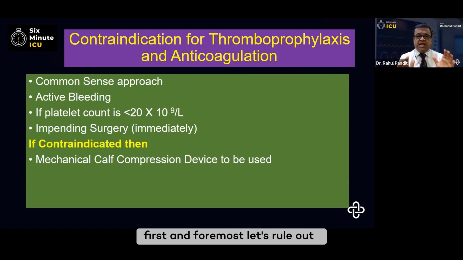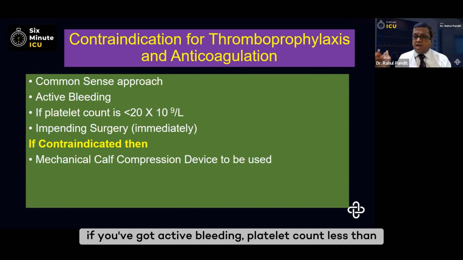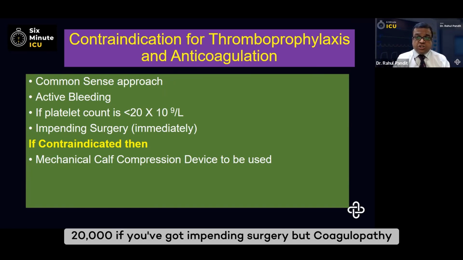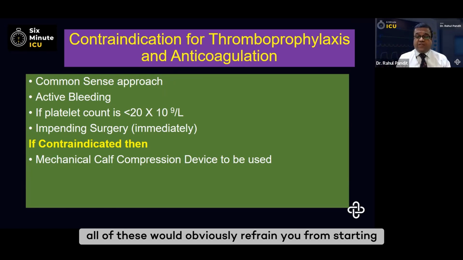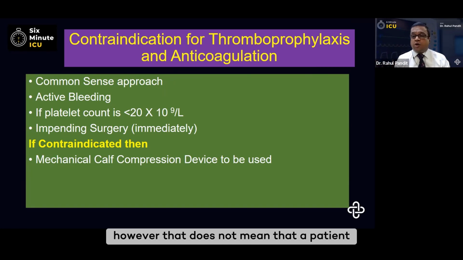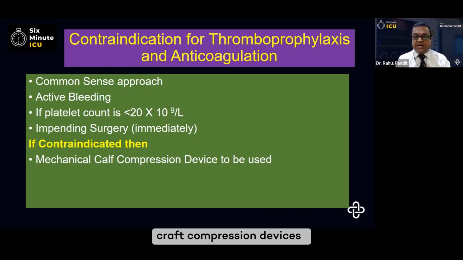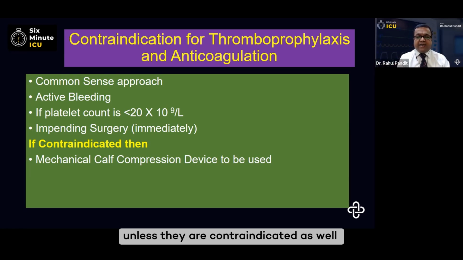First and foremost, let's rule out the contraindications. Again, a common sense approach is required, as I said before. If you've got active bleeding, if the platelet count is less than 20,000, if you've got impending surgery, if you've got coagulopathy, all of these would obviously refrain you from starting a patient on thromboprophylaxis or anticoagulation. However, that does not mean that a patient does not get any form of protection. You need to start them on mechanical calf compression devices unless they are contraindicated as well.